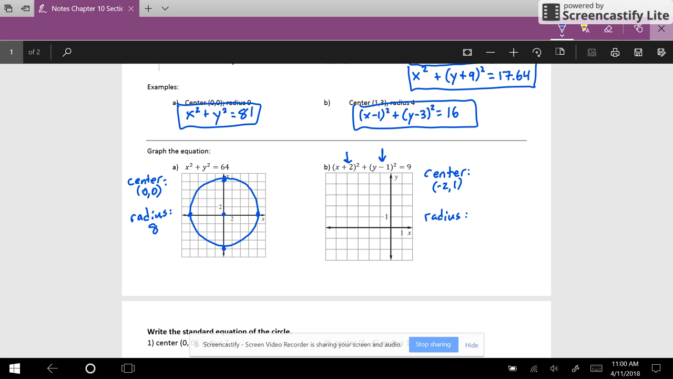Your radius, I've got a 9, so the square root of that is 3. We have a radius of 3. So now we want to plot the point negative 2, 1. So 2 units to the left of the origin and then up 1. Now I have a radius of 3. They're going by 1s again this time. So go 3 to the right, 1, 2, 3. 3 above the center. 3 to the left of the center and below. And then once again, try to connect those dots with a circle.